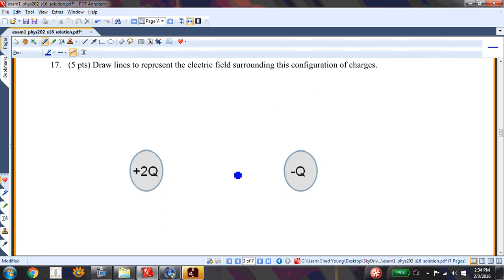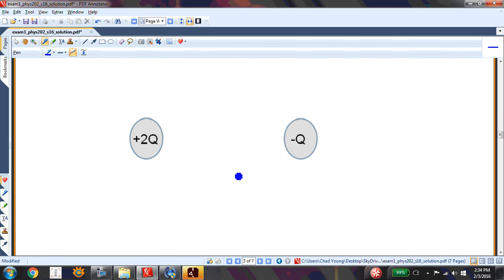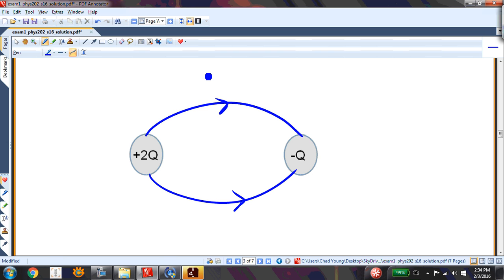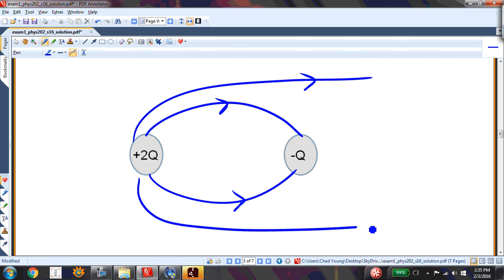Draw the field lines to represent the electric field. Okay, so I'm looking for two things. One, that you get the direction of the electric field lines correct. They should look like that. And then also that you get the number of electric field lines. So bare minimum, you have 2 electric field lines here, and then 2 field lines that go out. As long as you had twice the number of field lines coming out of the plus 2q charge, and then half of those field lines going into the minus q charge, because I have a ratio of charges of 2 to 1, I should also have a ratio of electric field lines 2 to 1.